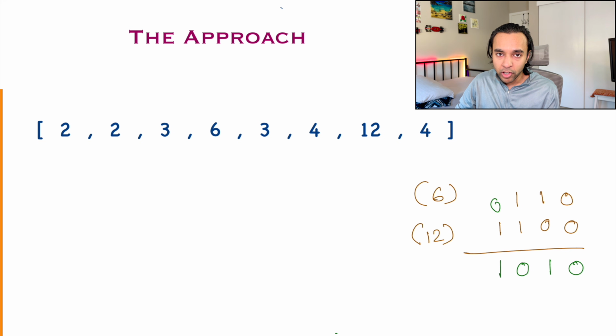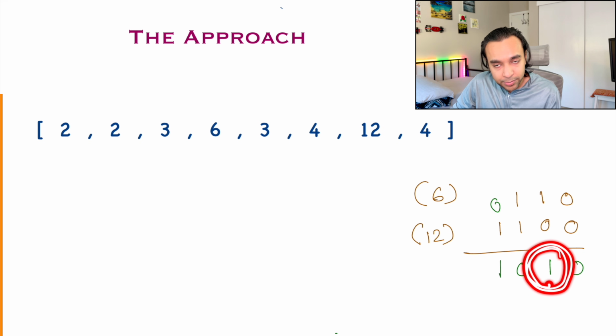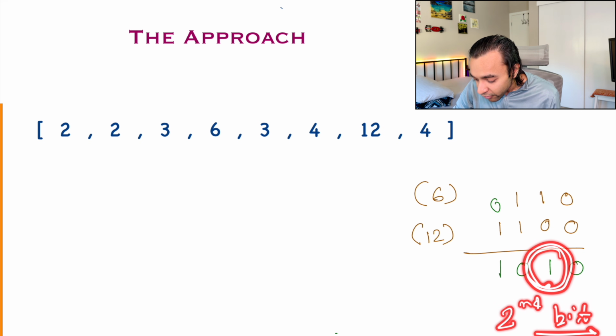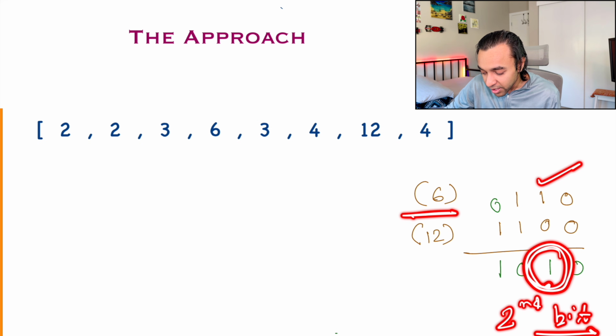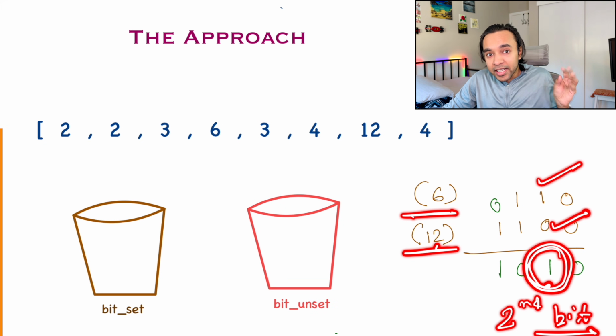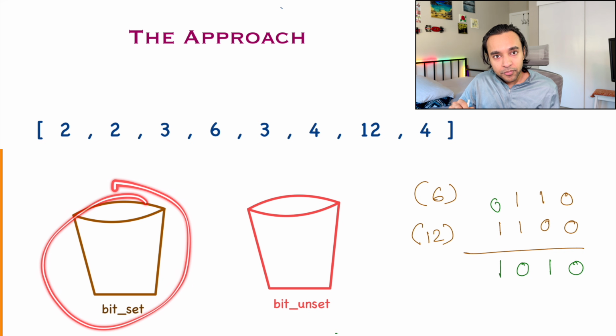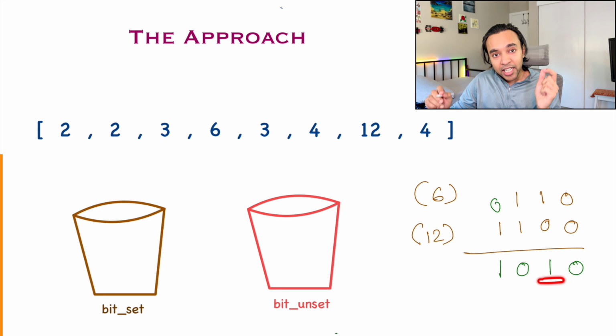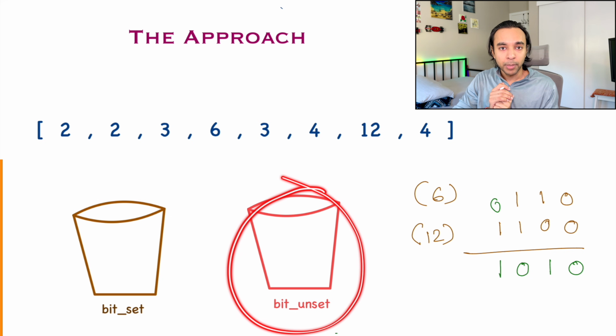What I'm trying to say over here is that we only focus on this particular bit. This is your second bit, correct? So when the number was 6, this bit was set. When the number was 12, this bit was unset. So now I'm going to create two buckets, correct? And then I am going to iterate my entire array. If a number has its bit set, I will put it into this bucket. If the number has its second bit unset, I will put it into this bucket.